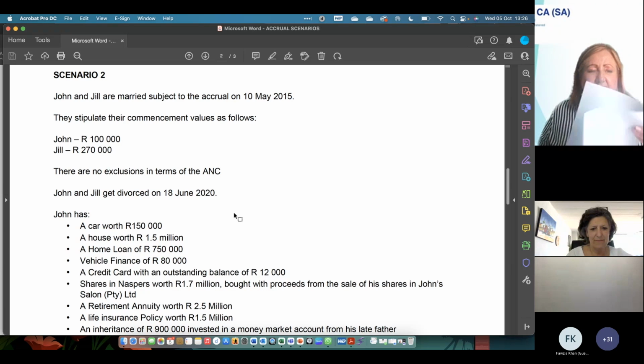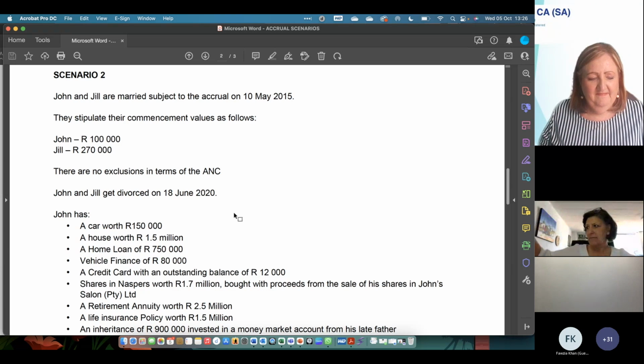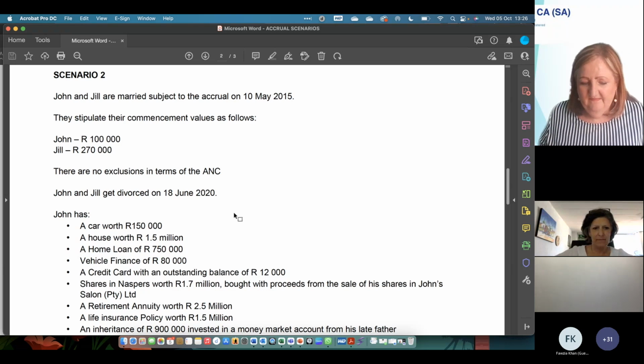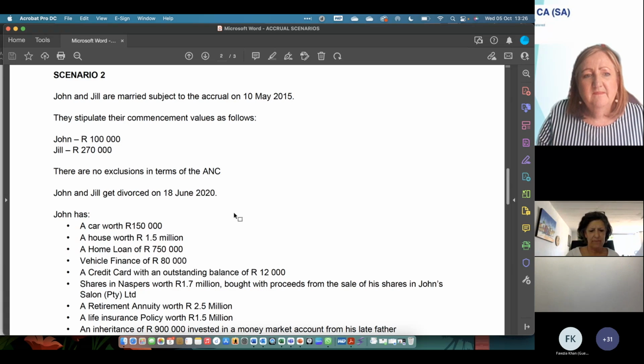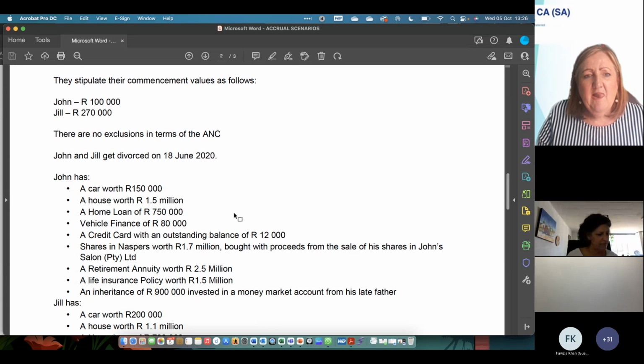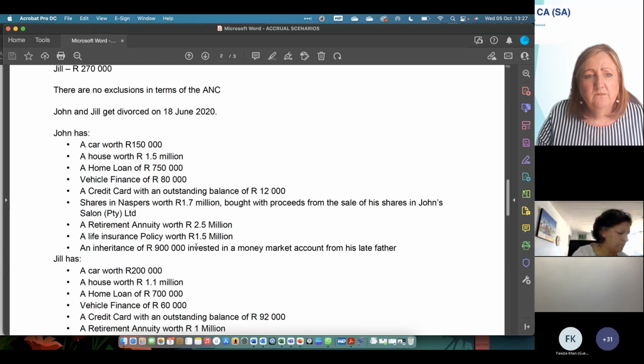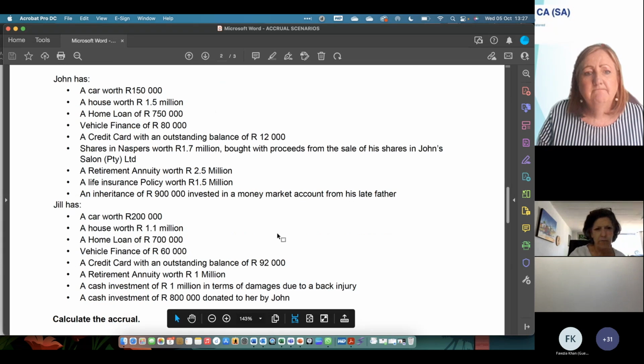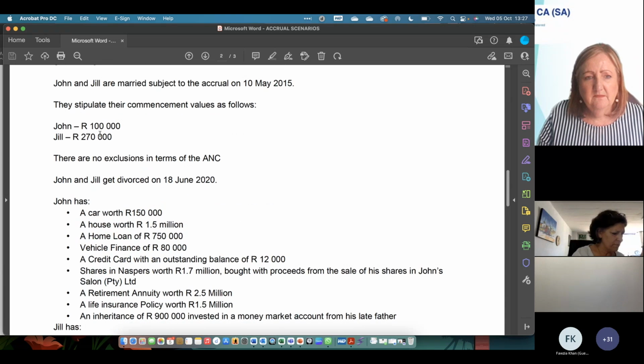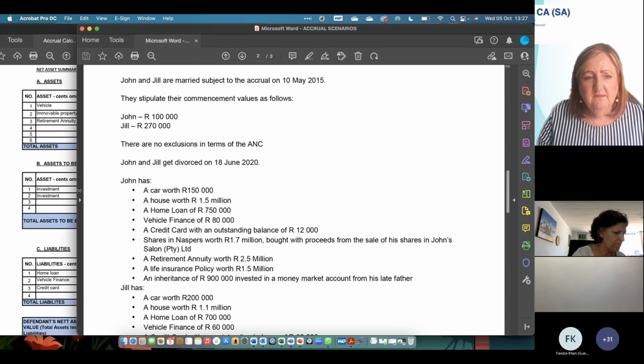Now, scenario 2 gets a little bit hairy because here we have to do with commencement values. John and Jill are married subject to the accrual on 10 May 2015. Their commencement values are John 100,000, Jill 270,000. There are no exclusions in terms of the ANC. They get divorced on 18 June 2020. The assets in this specific example are pretty much exactly the same as the previous scenario, and let's see how much the commencement values change things for these parties.